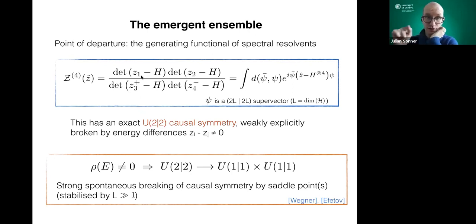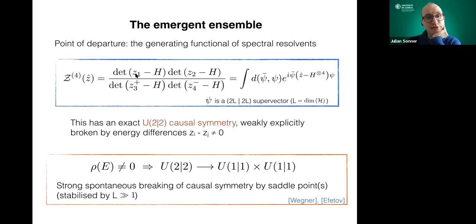Trace over 1 over Z minus H is the trace over the propagator. In a certain community, this is also known, of course, as the spectral resolvent. But okay, for us, it's just the imaginary part of the Green's function. And so why do I have ratios of determinants? Well, because at the end, I have to normalize the correlation function.